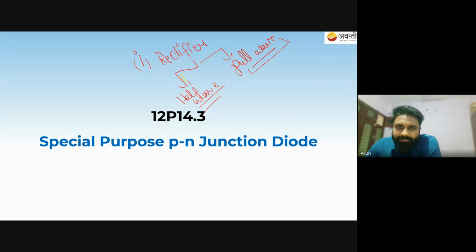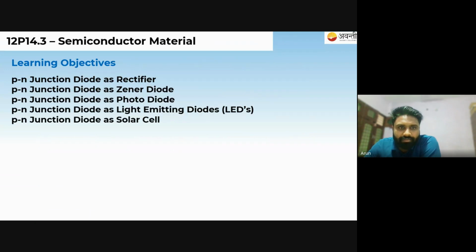After that, we have studied a very special PN junction diode, which is the Zener diode. ठीक है. So till now we have covered the rectifier and the Zener diode, with the Zener diode acting as a voltage regulator. These are the topics we have covered. Today we are going to cover the remaining three topics, which are the PN junction diode as photodiode, LED (light emitting diode), and solar cell.